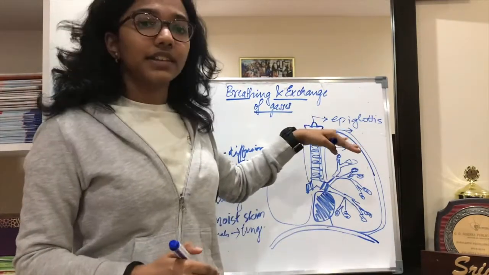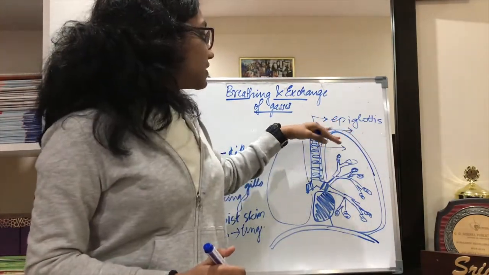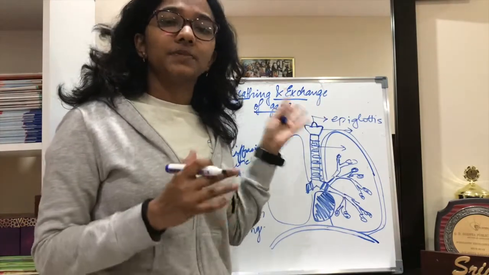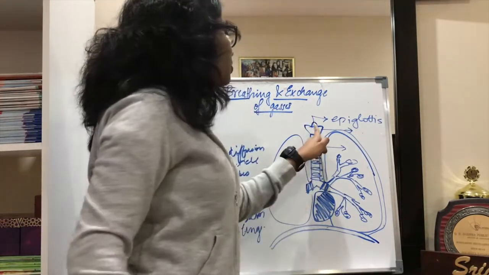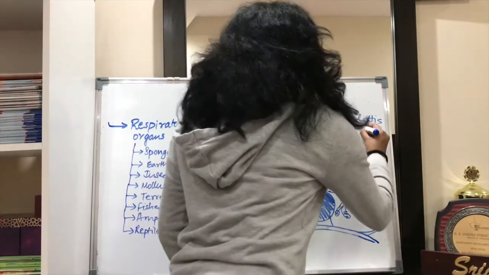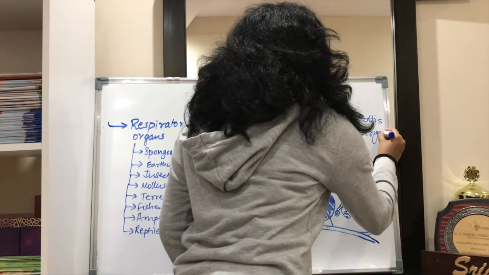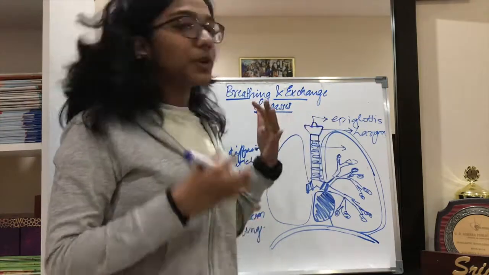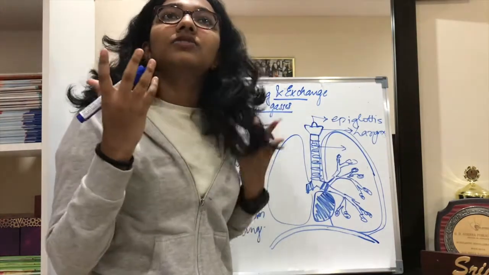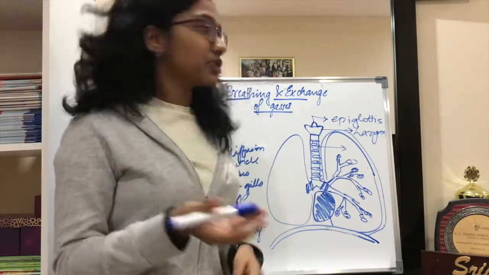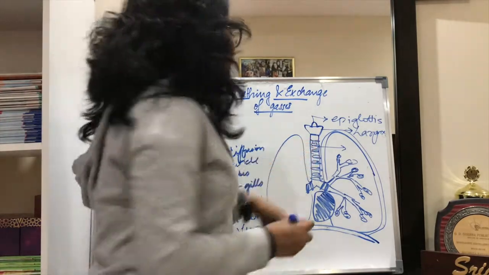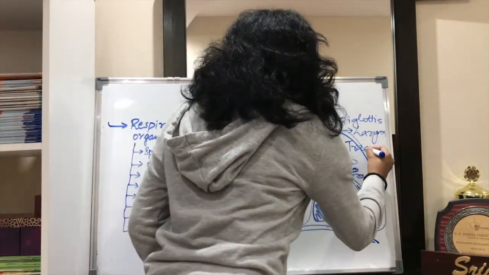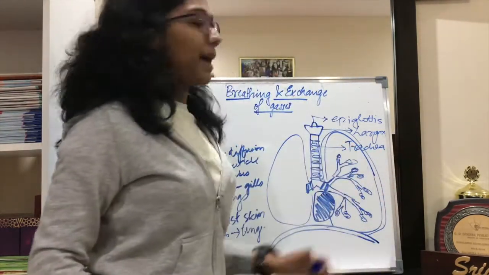So it closes. And the epiglottis guards the glottis, that is the opening of the respiratory system. After the glottis comes the larynx. Larynx is also known as our voice box, and our sound is produced from the larynx. It's a structure made up of cartilaginous tissue. The larynx continues to form the trachea, also known as the windpipe.